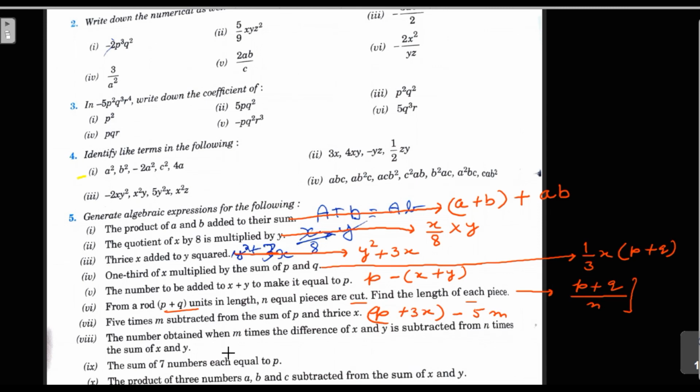The number obtained when m times the difference of x and y is subtracted from n times the sum of x and y. This is very simple: m times the difference of x and y is subtracted from n times the sum of x and y, right? So we will move on to the next.